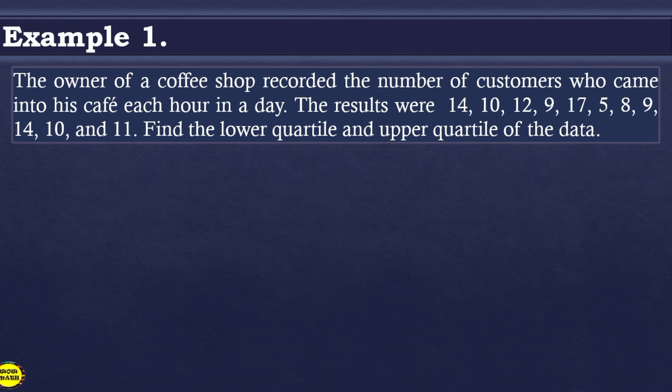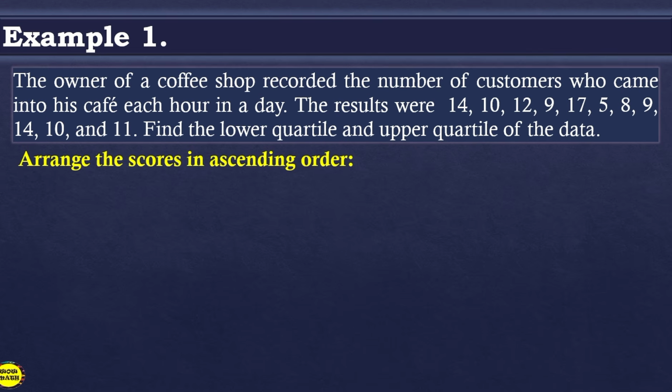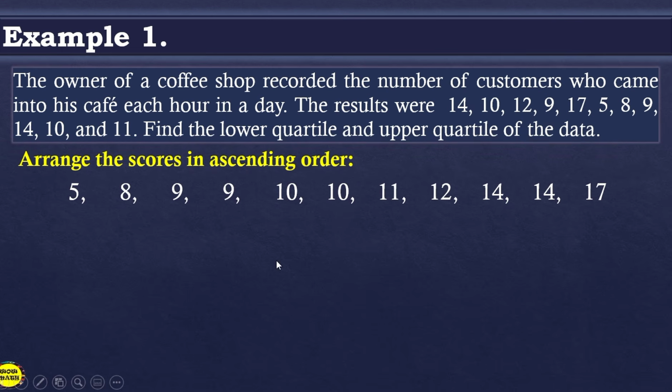So ano yung unang gagawin natin sa data na binigay? Yung unang-unang gagawin nyo, class, is arrange the scores in ascending order. Pwede rin naman in descending order, pero dito, sa measures of position, importante na in ascending order siya. Kasi titingnan natin, ilolocate natin yung position ng bawat score. So, dapat in ascending order, mula sa mababang score papunta sa pinakamataas.